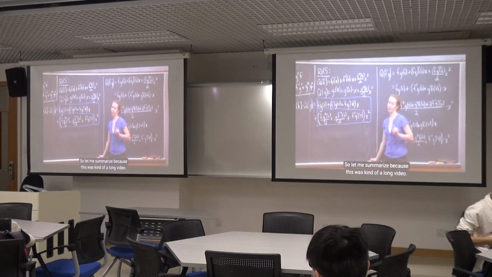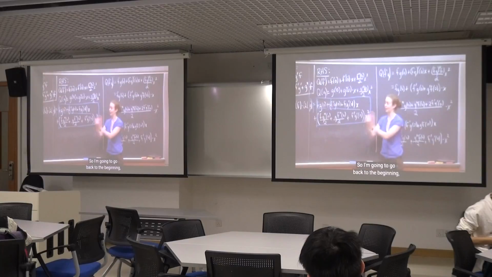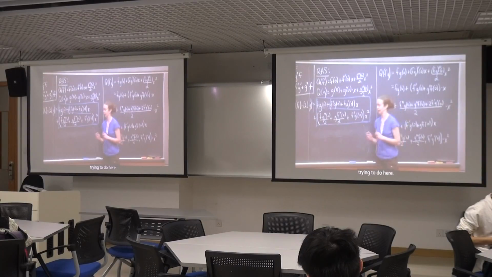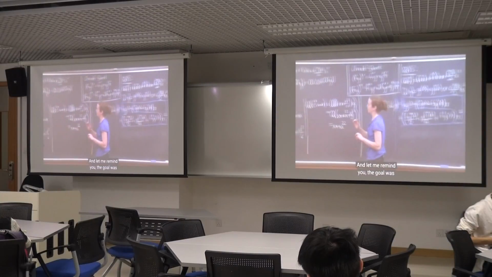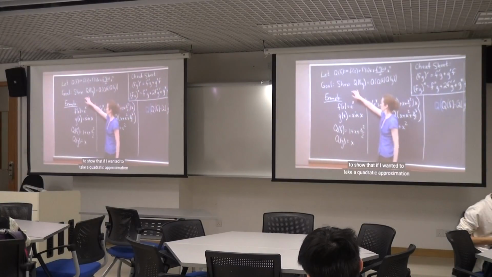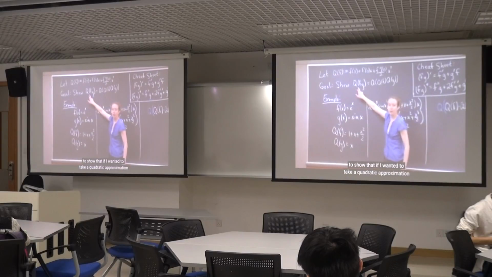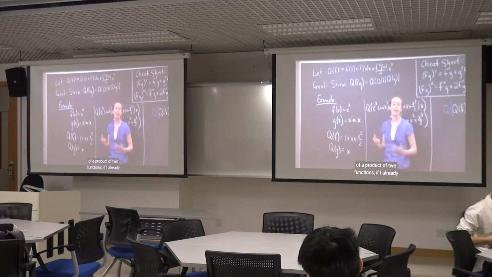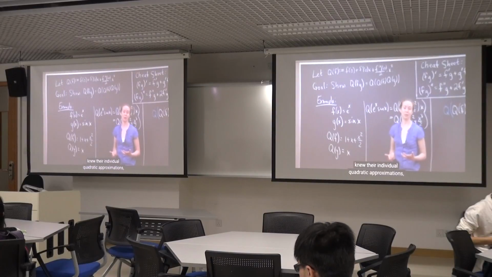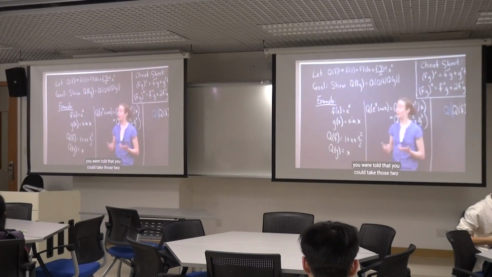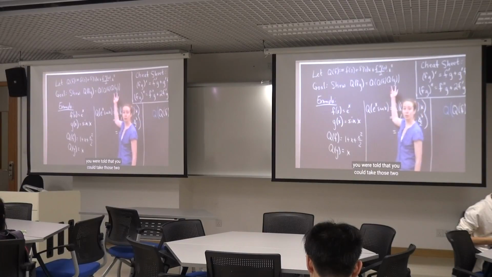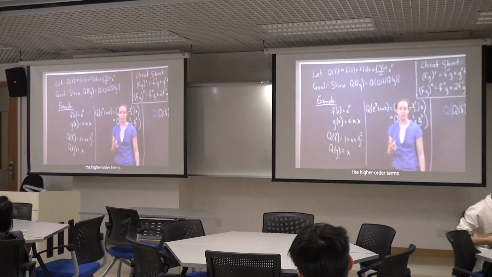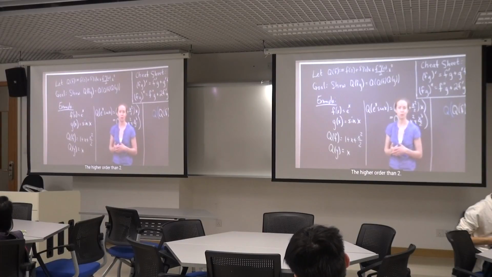So let me summarize because this was kind of a long video, so I'm going to go back to the beginning, give you the example, and tell you what we were really trying to do here. So let's come back over here and let me remind you, the goal was to show that if I wanted to take a quadratic approximation of a product of two functions, if I already knew their individual quadratic approximations, you were told that you could take those two quadratic approximations, multiply them, and drop off the higher order terms. The higher order than 2.